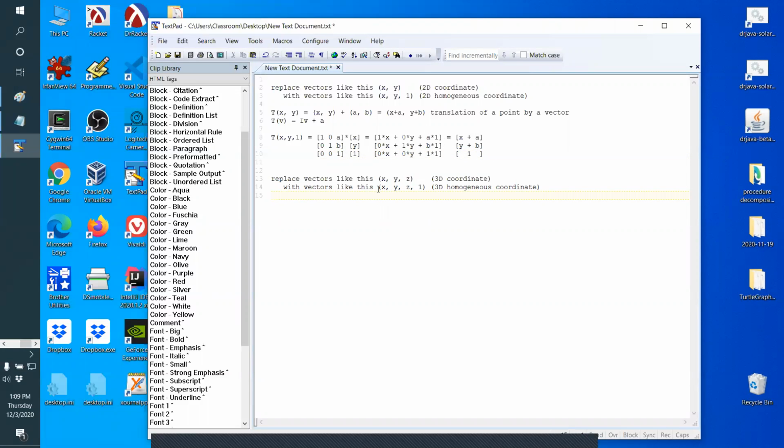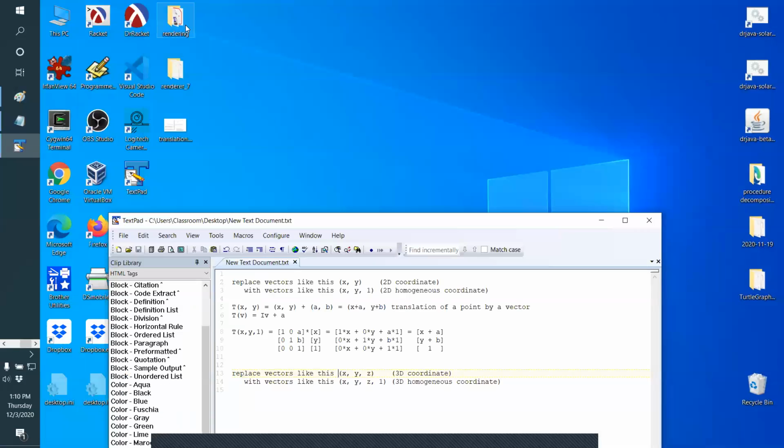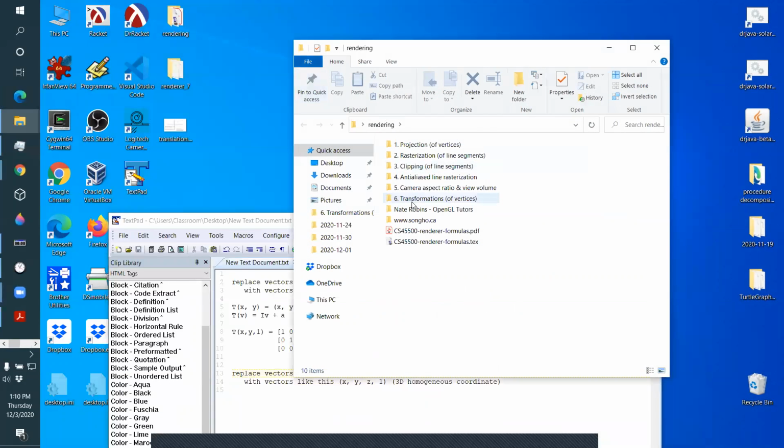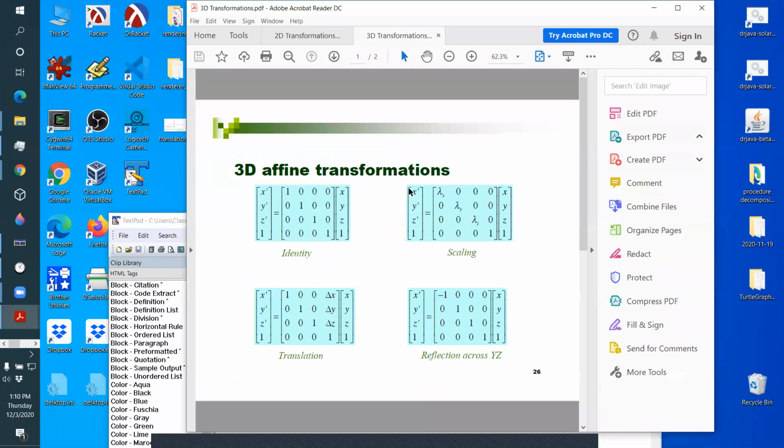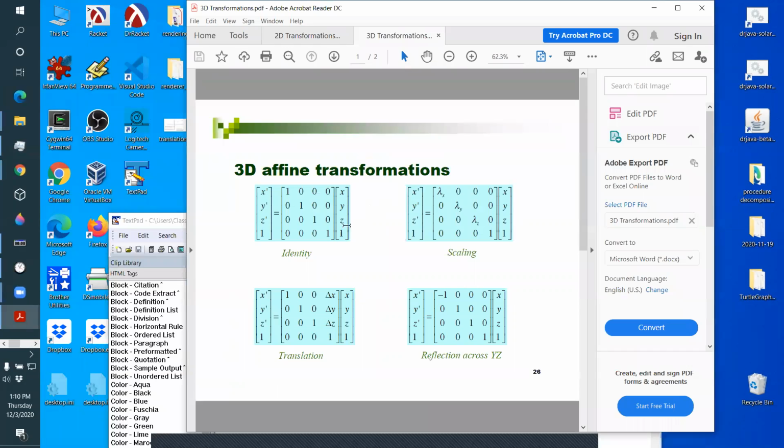So all modern 3D graphics is actually done in 4-dimensional space. Everything is done in homogeneous coordinates. And your graphics cards multiply 4 by 4 matrices. They can multiply 3 by 3 matrices, but the real work is to multiply 4 by 4 matrices. So if we go to this folder on rendering, go back here. Okay, here's the 3D transformations. The 3D transformations now are 4 by 4 matrices.